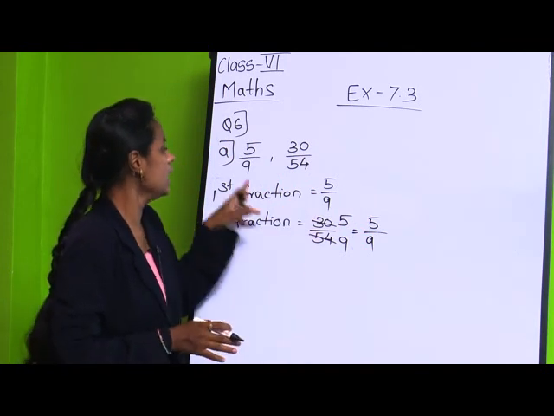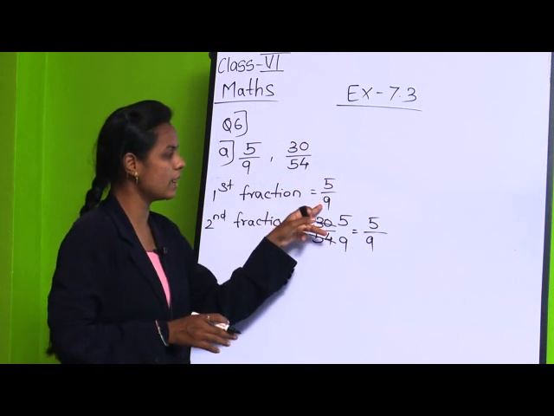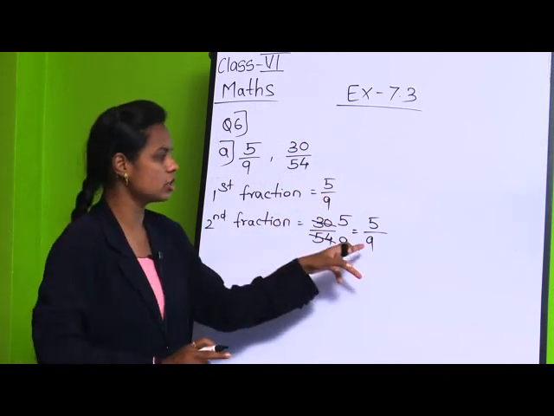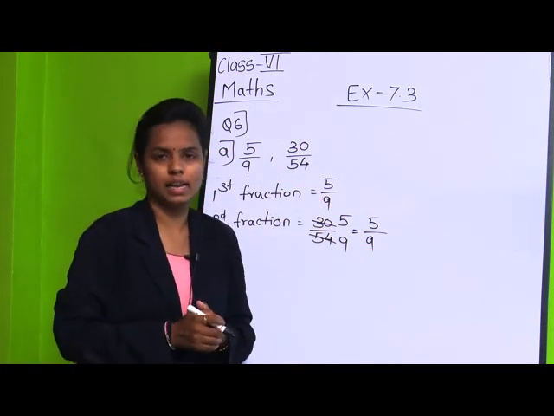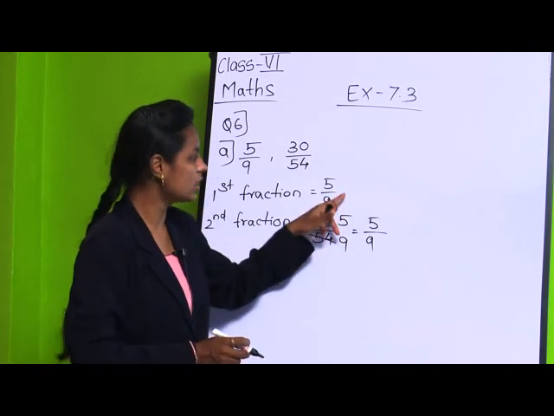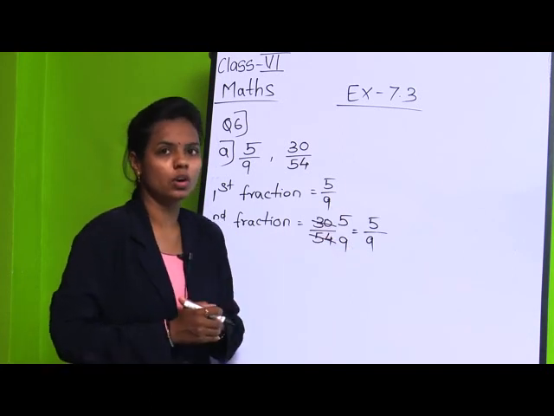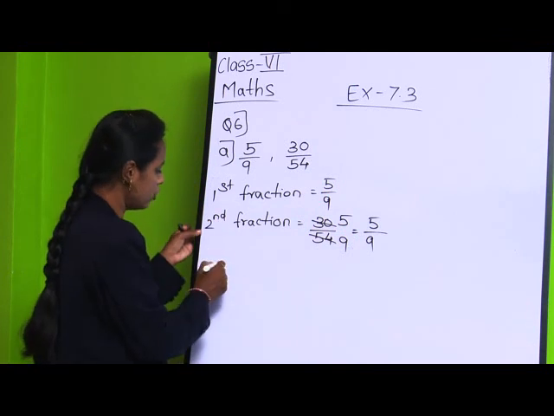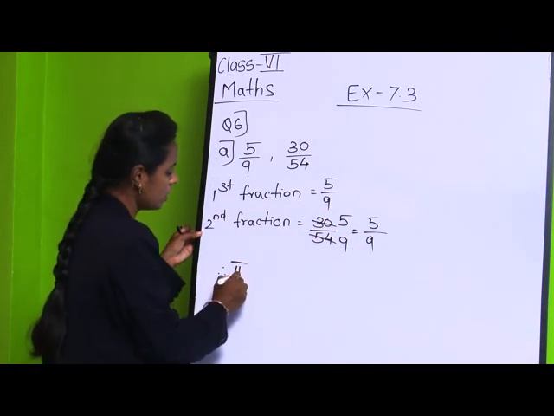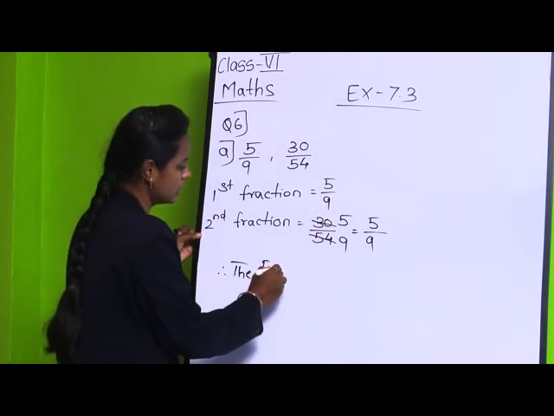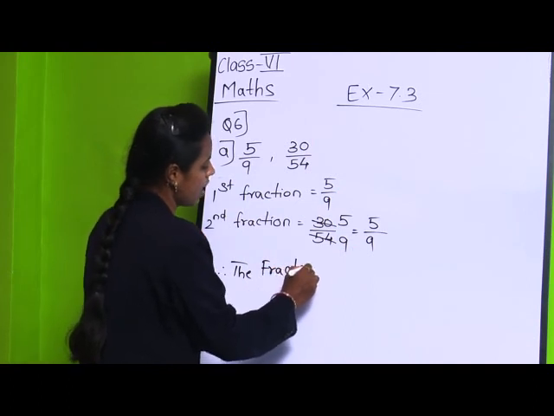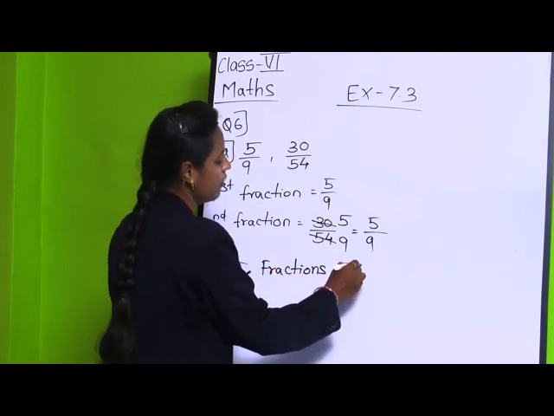Now, you can see the first fraction was also 5 by 9 and the second fraction is also 5 by 9. Now, both the fractions are equivalent or not? Yes. So, you have to write: therefore, the fractions are equivalent.